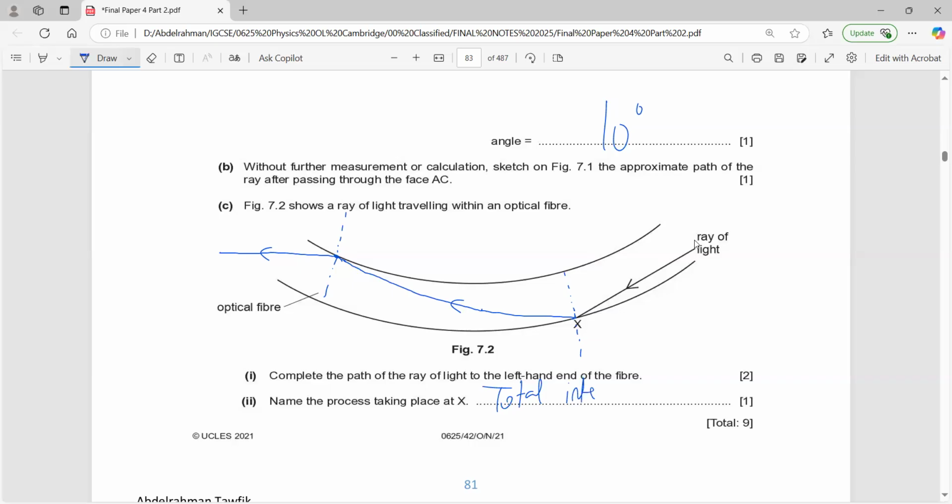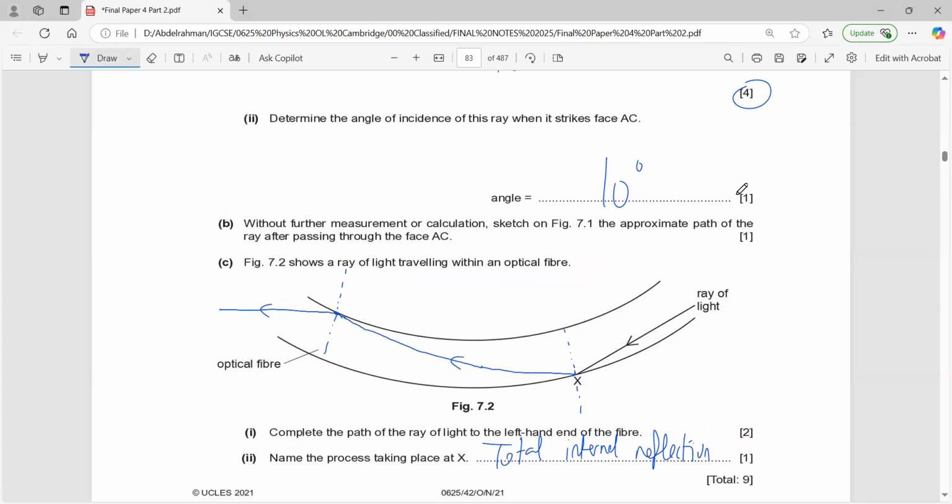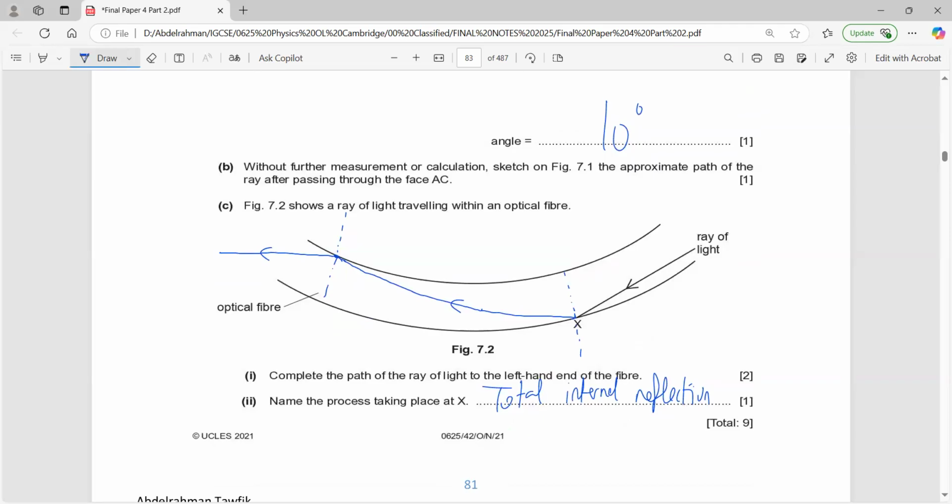Total reflection. Again, you have to be very accurate while drawing these drawings, please. Drawing lines for light waves needs a very high level of accuracy while taking the measurements and drawing these lines. Please do not waste any marks. This is the total internal reflection. Moving on, let's go on.